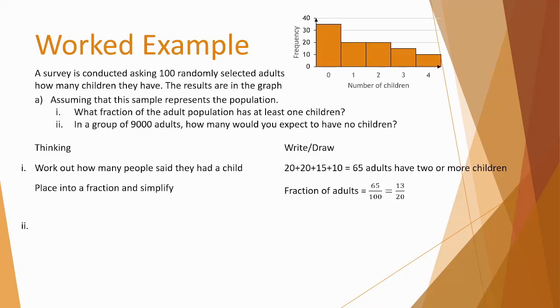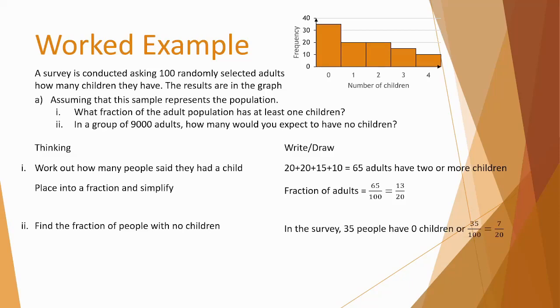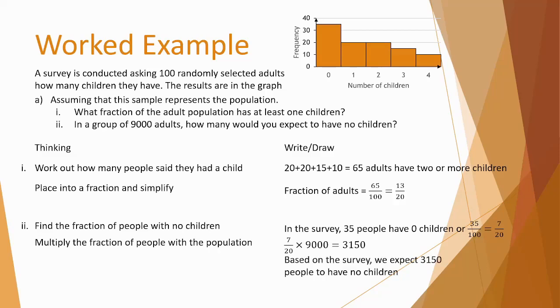And that's my answer. So the next one is, how many people do I expect to have no children if there were 9,000 adults? So first off, I will find the fraction of people with no children. Now I could use the answer above, but I'm going to start from scratch. So in the survey, I have a look. There are 35 people with no children. So that's 35 out of 100 or 7 over 20. And then I'm going to multiply that fraction with the number of people in our population. So the number of people in our population is 9,000. So I'm going to go 7 over 20 times 9,000 and I get 3,150. So in my book, I'd write, based on the survey, we would expect 3,150 people to have no children.